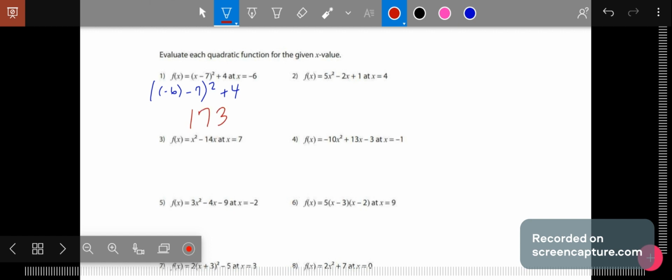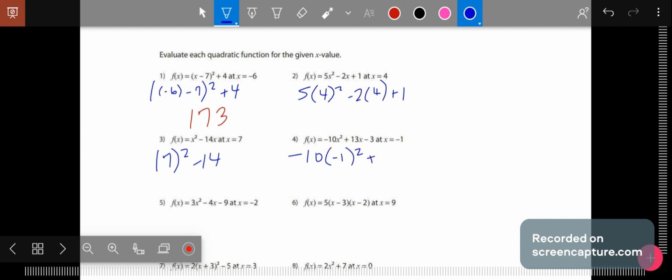173. For this next one, please again use parentheses. We have 5 times 4 squared minus 2 times 4 plus 1. Put this in the calculator and then find your answer. Same thing for each of these. Using parentheses, you're going to type this into the calculator. Yes, you have to do some of the work here. -10 times -1 squared plus 13 times -1 minus 3. You're just typing each of these things into the calculator as you go through.